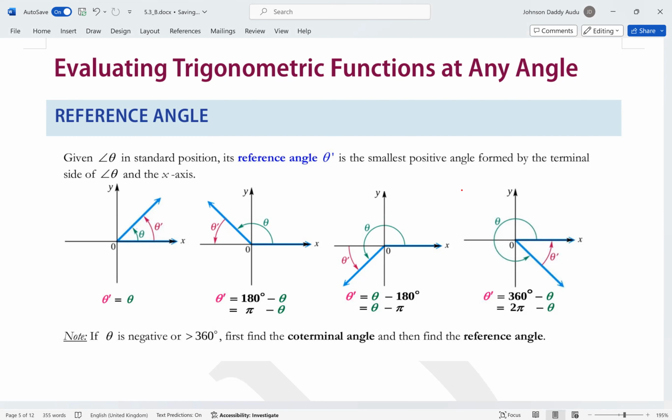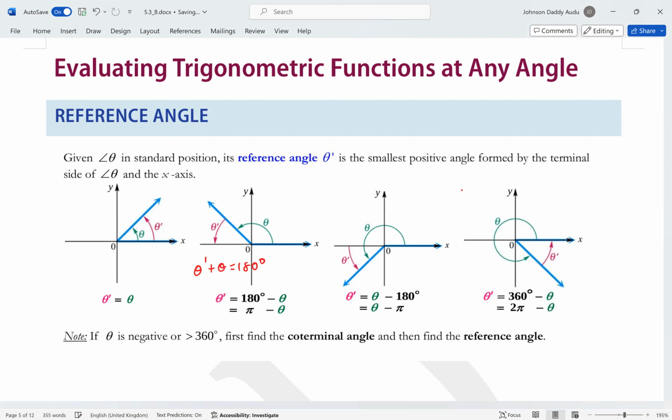So our reference angle is not the green one, but the red one. You can see that if you add them, theta prime plus theta gives us 180, right? So you can make theta prime the subject. Theta prime is going to be 180 minus theta, which you can write as pi minus theta.